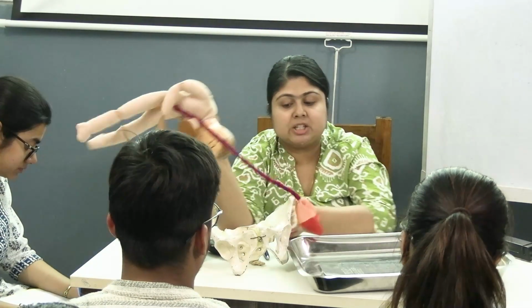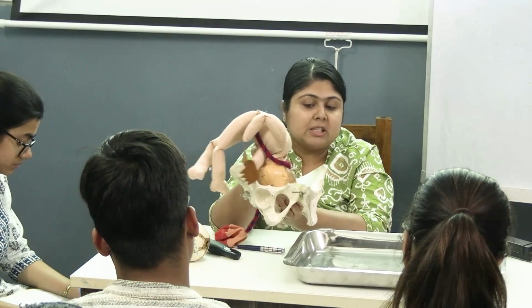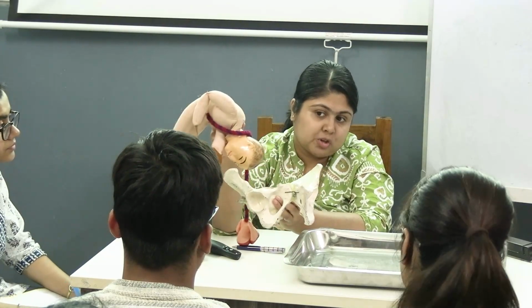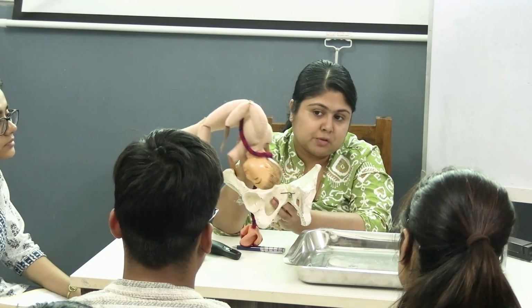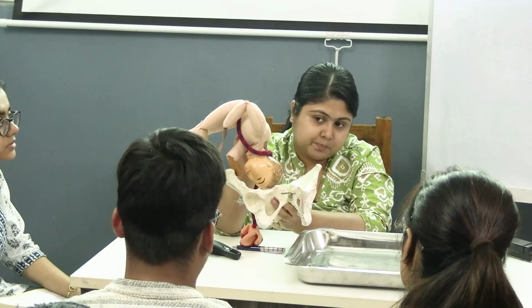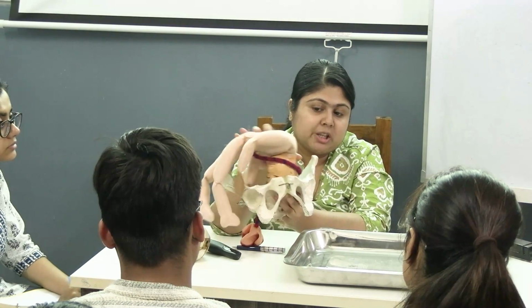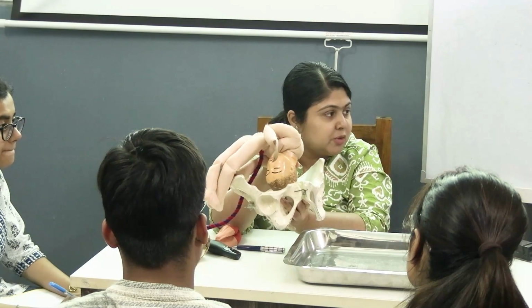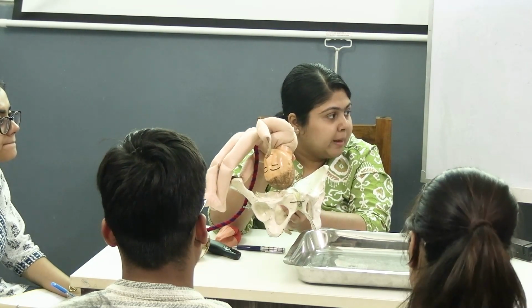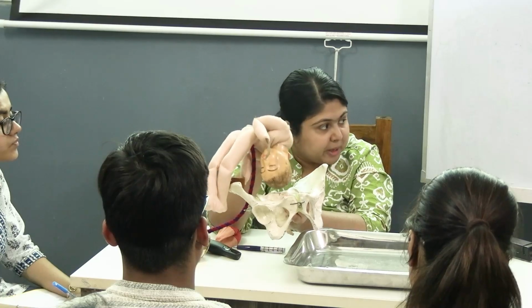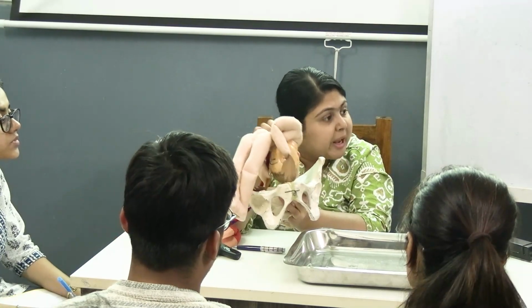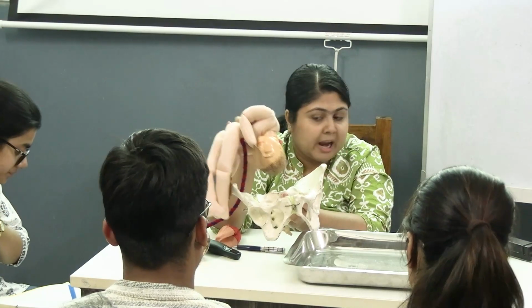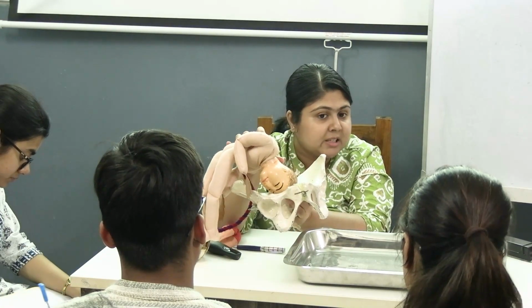So the head was engaging in the transverse diameter, occipito-transverse, that is, left occipito-transverse is the most common position, and the sagittal suture was occupying the transverse diameter, and we were demonstrating the labor in the well flexed position. So what was the anteroposterior diameter which was engaging? Transverse diameter was the biparietal diameter. Suboccipitobregmatic, what is the diameter? That is 9.5 centimeters.